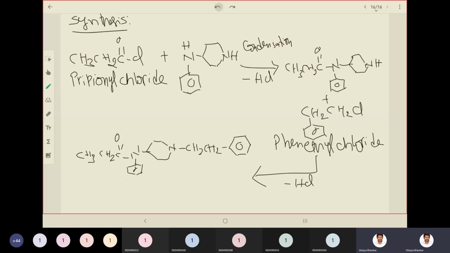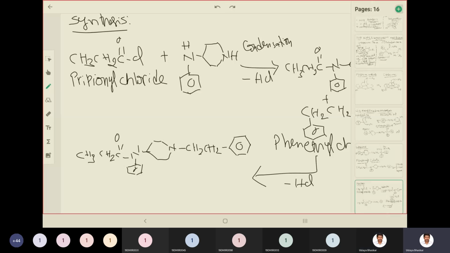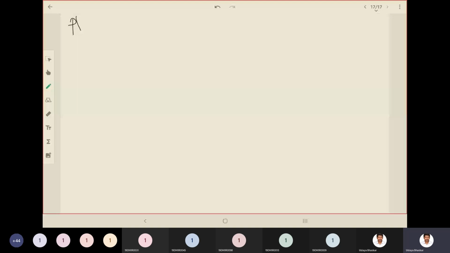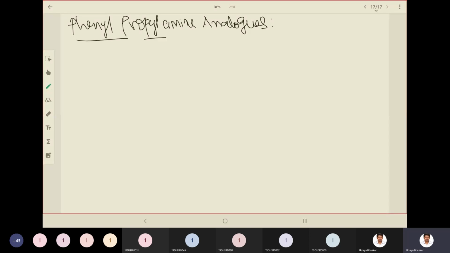And if you see the next category of drugs, which is phenyl propylamine analogs. The first example is methadone hydrochloride.